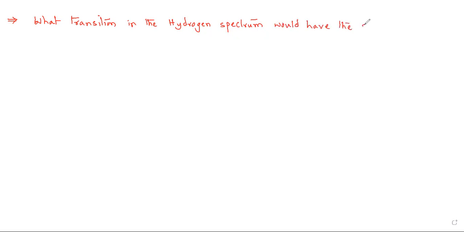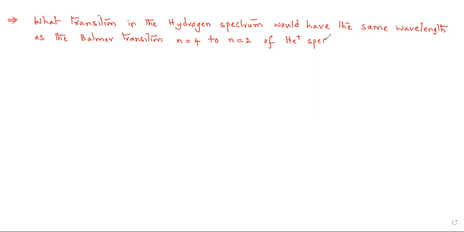Look at this question. What transition in the hydrogen spectrum would have the same wavelength as the Balmer transition n is equal to 4 to n is equal to 2 of helium plus spectrum.